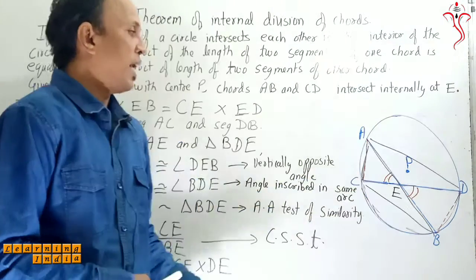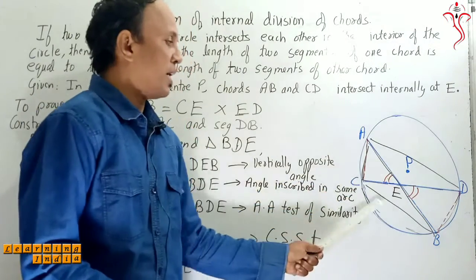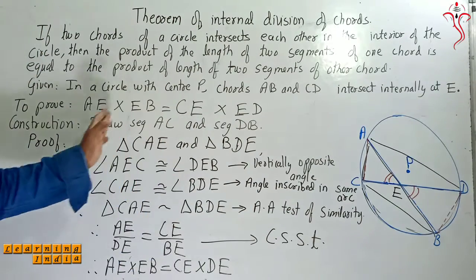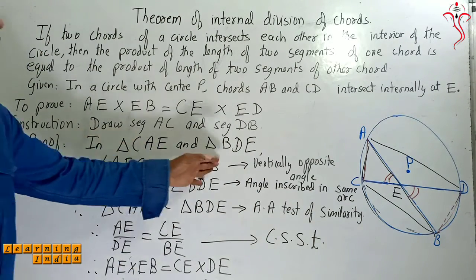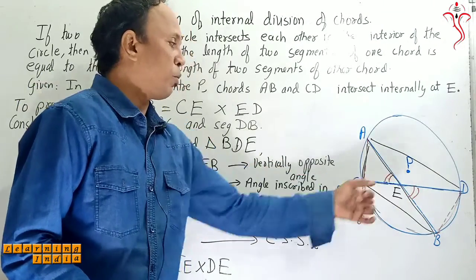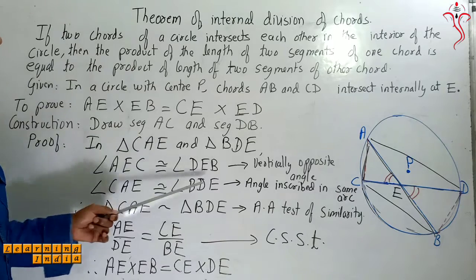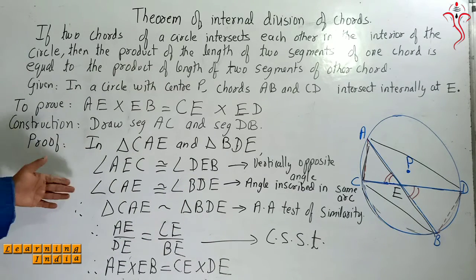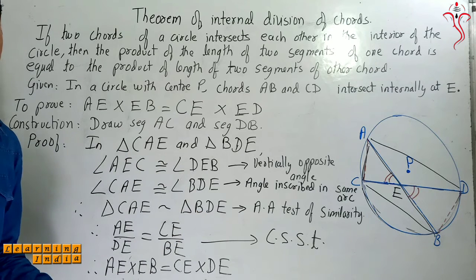If the line is here, our answer also comes out the same, provided you take care of which angles are vertically opposite angles. These two angles are vertically opposite angles, which we write here. And you can also write angles in the same arc, and by means of similarity you will get the answer.